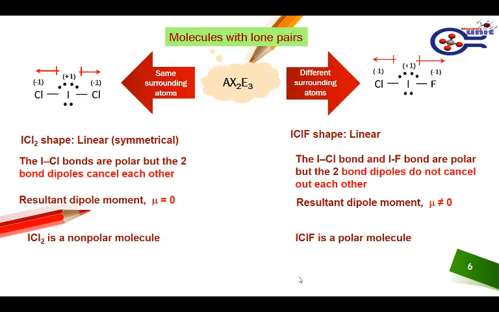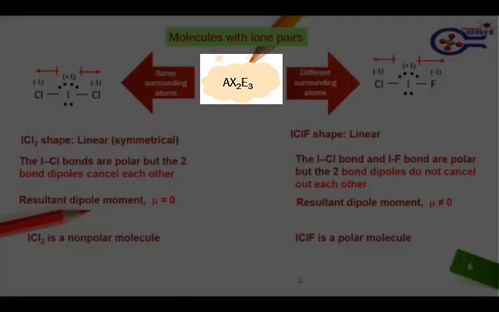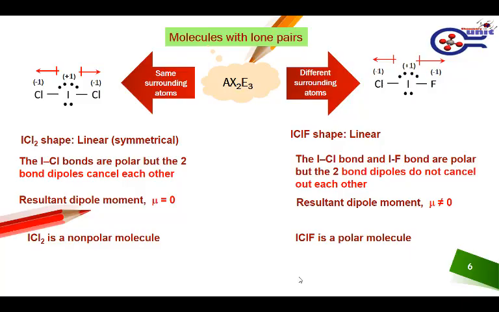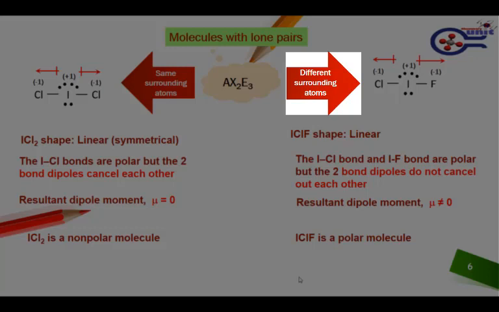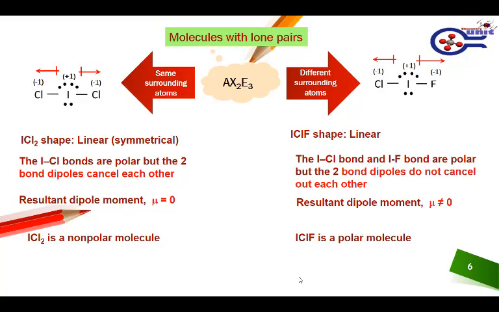There are a few cases involving molecules with lone pairs, which are detected from the case that we discussed before. First, when it comes to a molecule having two bonding pairs and three lone pairs, which makes it a linear shape, we have two situations here. First, when it has the same surrounding atoms, and the other one has different surrounding atoms. Let me use ICl2 and IClF to make it clear.